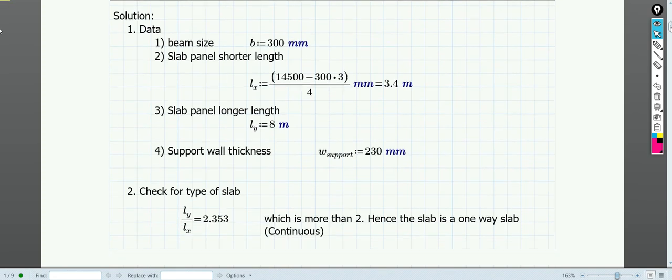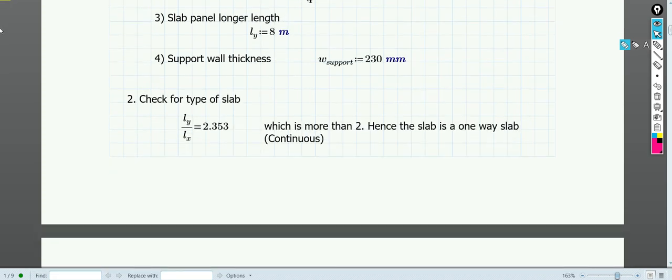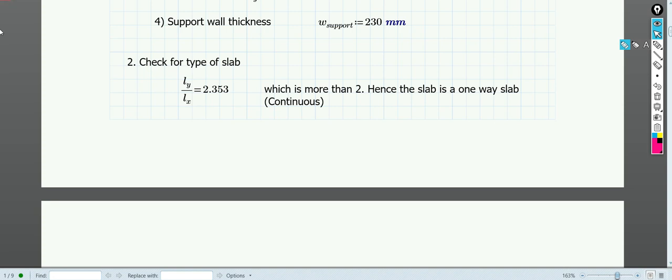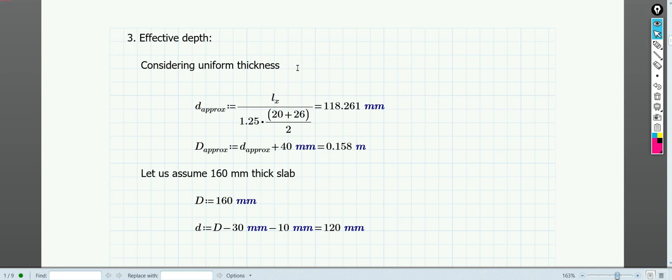The support, which is already assumed, is 230 mm, already given. Then check the type of the slab. Just now I have shown you that Ly is the longer side and Lx is the shorter side. So that is 8 by 3.4 and it comes up to 2.353, which is more than 2, so it's a one-way slab and it's a continuous slab. Now we will go for the effective depth.